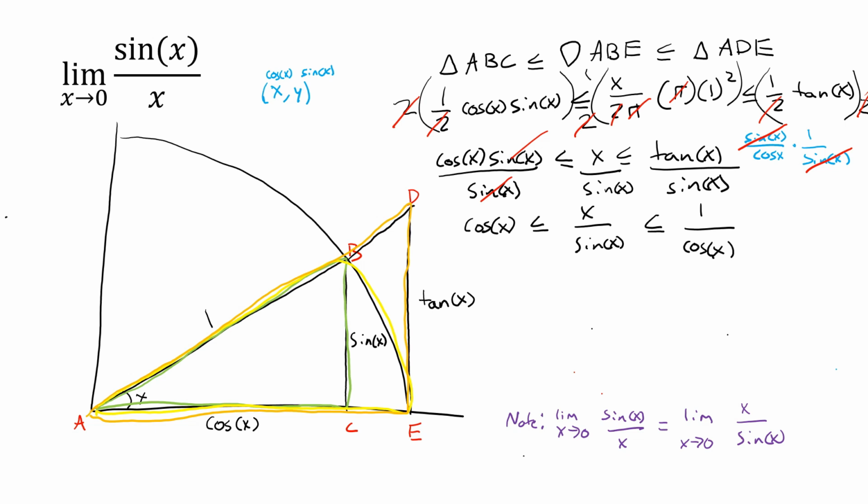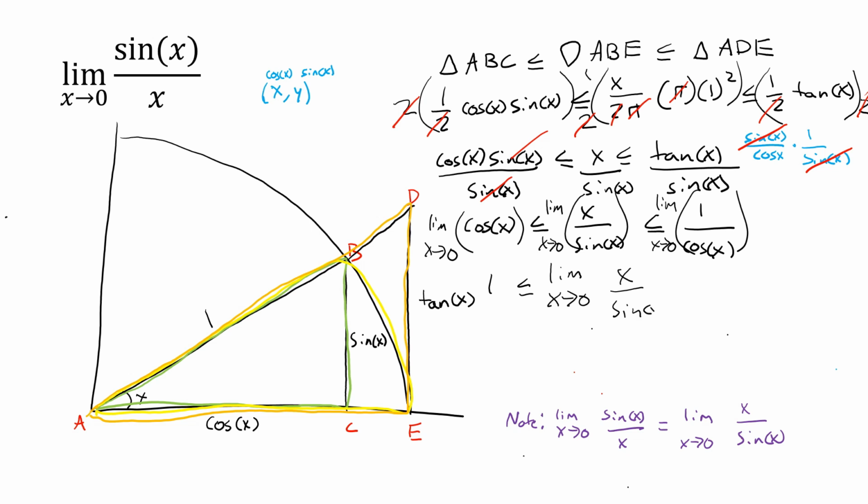So now we can just take the limit as x approaches 0 of all parts of this compound inequality. The limit as x approaches 0 of cosine of x, we can do direct substitution, that's just 1, cosine of 0 is 1, that's less than or equal to the limit as x approaches 0 of x over sine of x, and then this is less than or equal to the limit as x approaches 0 of 1 over cosine of x, direct substitution, that's just 1 over cosine of 0, which is 1 over 1, which is 1.